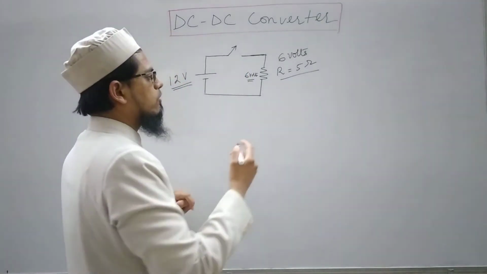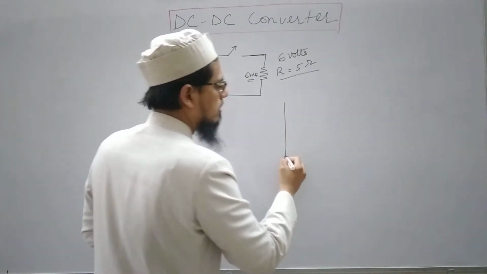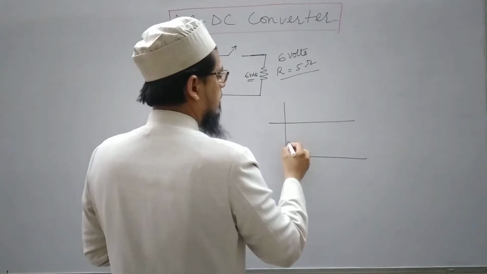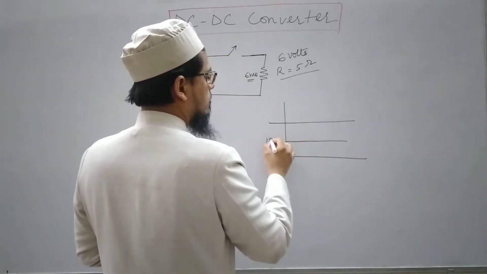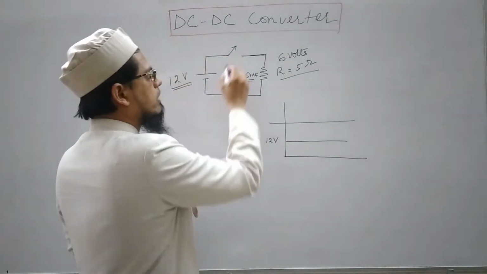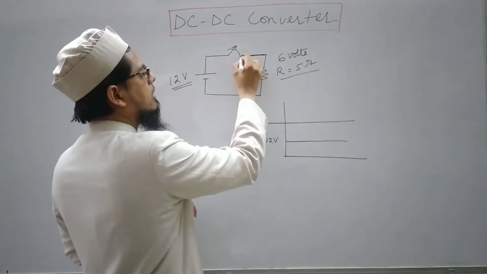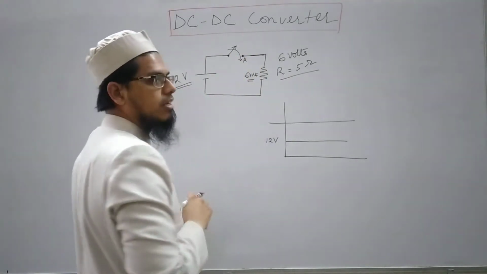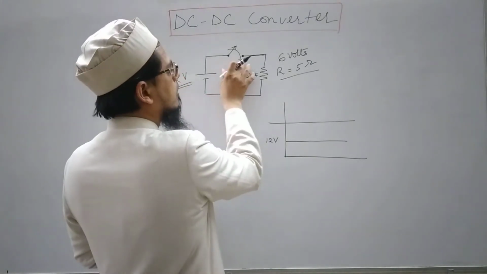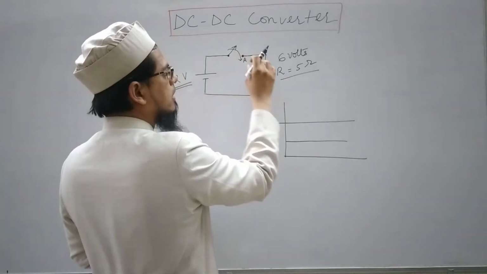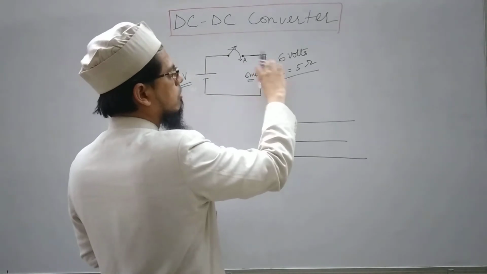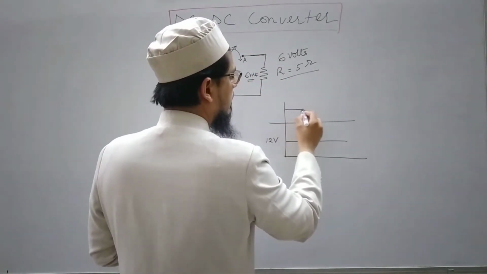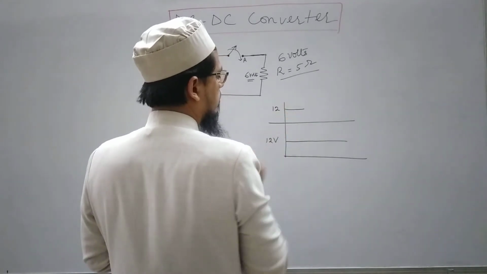Okay, so if I plot the voltage profile, this is the input voltage and this is 12 volts. So when this switch is connected to point A, this is as good as a short circuit, and the entire voltage will appear across the load. So the output voltage would be 12 volts again.